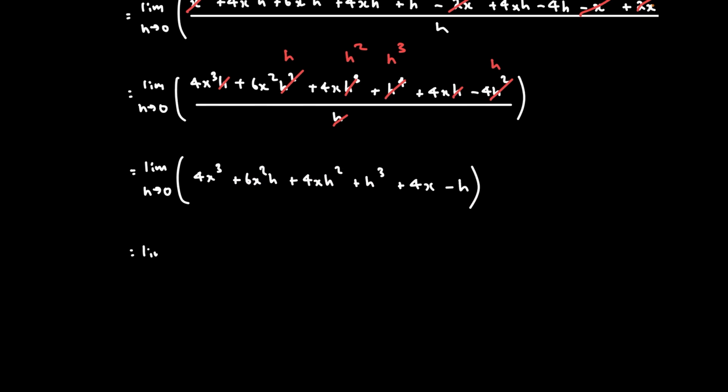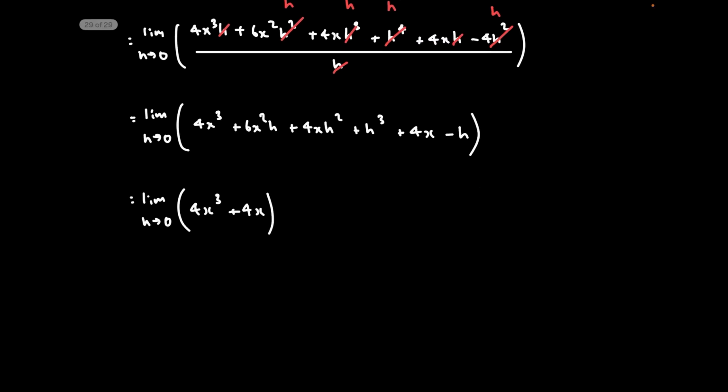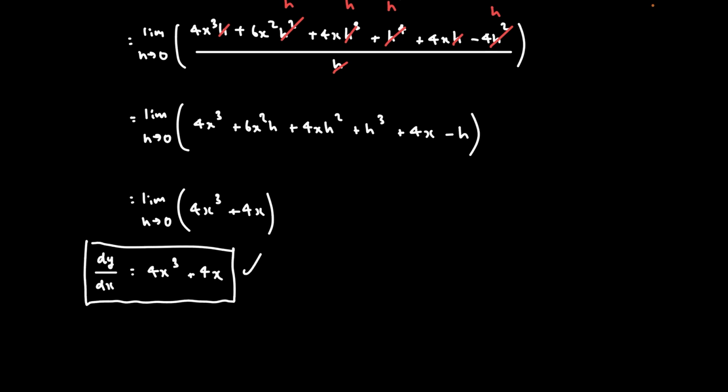So that would mean we have the limit as h approaches 0 for 4x cubed plus 4x. And wow, there's no h's left. So that means the limit as h approaches 0 is the inside function, because there's no h involved. So that means that the derivative dy over dx, in this case, is simply 4x cubed plus 4x. And that is how you do differentiation by first principles.